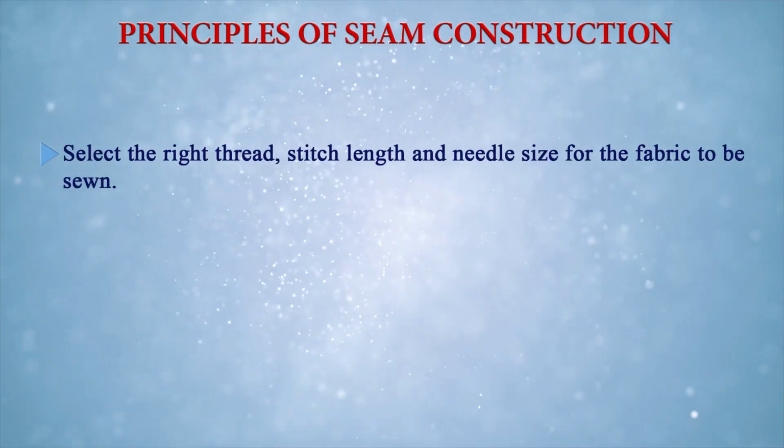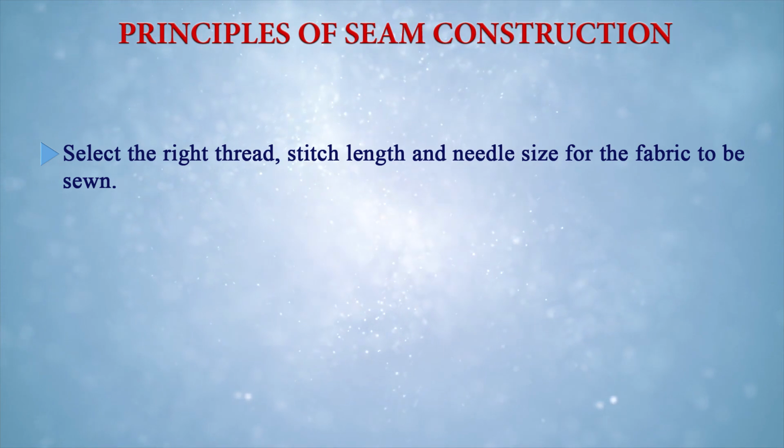Then the next principle we should follow is to select the right thread for the fabric, stitch length and needle size of the fabric to be sewn. What type of thread we need for a particular fabric, stitch length and the needle size. All these three things, the needle size, the stitch length, how much the length of the stitch should be, and what type of thread we should use, all depend on the type of fabric we are sewing. So select all these things very wisely.